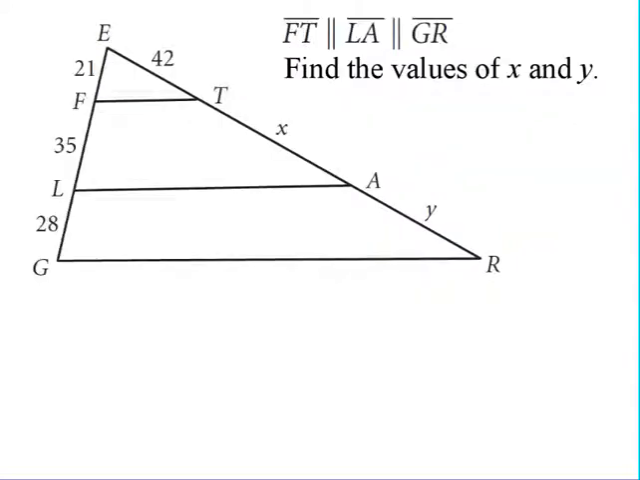Alrighty, very last one we're going to look at. Notice what this says. This has 3 lines. It says FT is parallel to LA, which is parallel to GR. Okay, so if the lines are parallel, the sides are in proportion. Find the values of x and y. So let's first of all start with x. What would be a proportion I could use to find x?